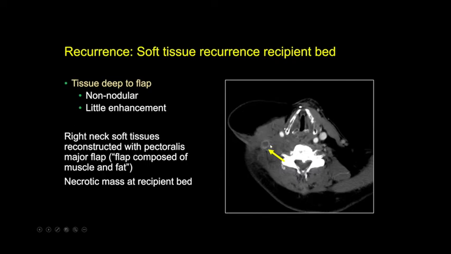There's a characteristic peripherally enhancing mass, central necrosis at the recipient bed. This has all the hallmarks of recurrent disease. Necrotic mass at the recipient bed.